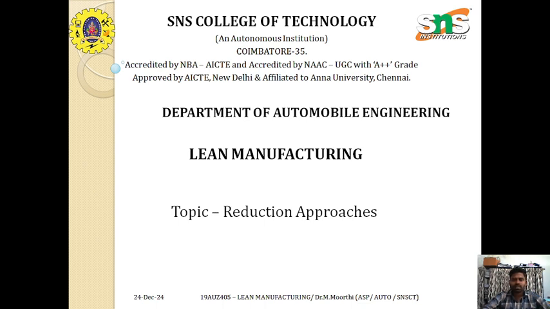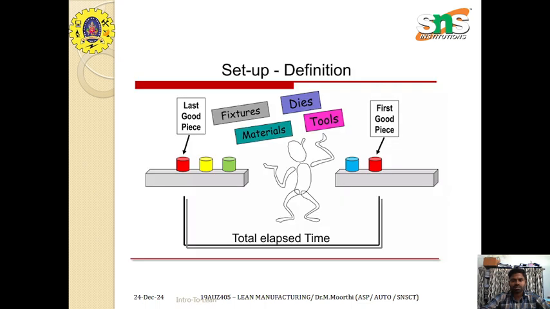In this video, we are going to cover a topic called reduction approaches in the manufacturing process. If you take any manufacturing industry or organization, there are a number of sections that we have to maintain during the entire process. It starts with the design and goes up to the sales and the dispatching of the products that we have manufactured in the organization.